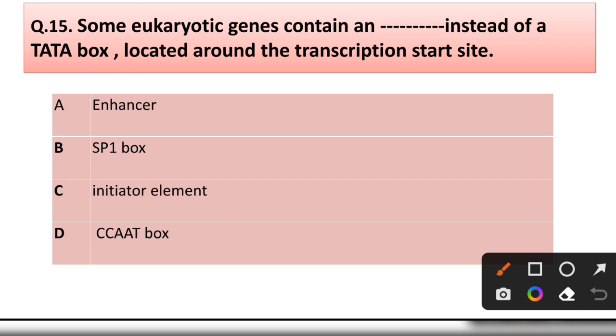Question number 50. Some eukaryotic genes contain a dash instead of a TATA box located around the transcription start site. Enhancer, SP1 box, initiator element, CCAAT box. Answer is option C, initiator element.